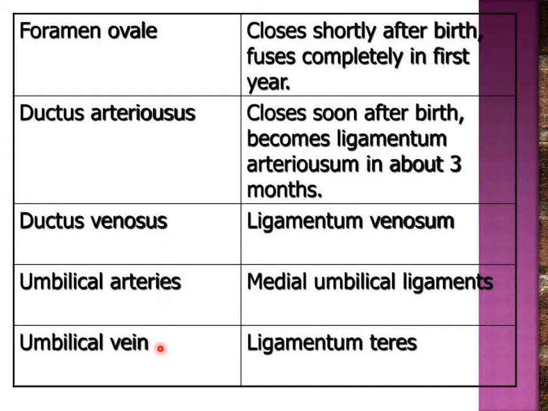The ductus venosus, as well as its respective umbilical vein, is going to become fibrosed and obliterated after birth because of the pressure changes.